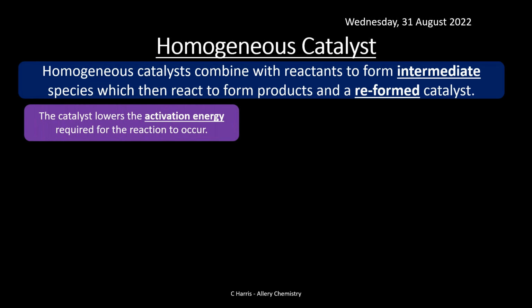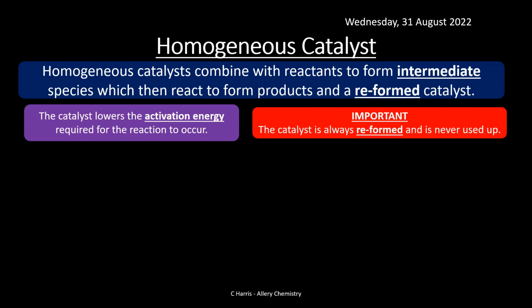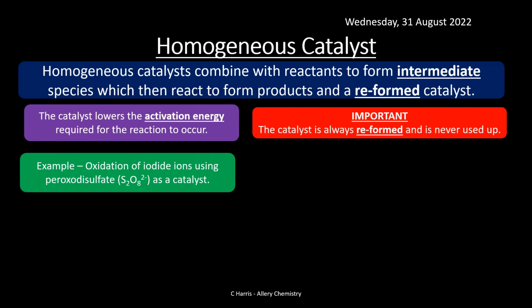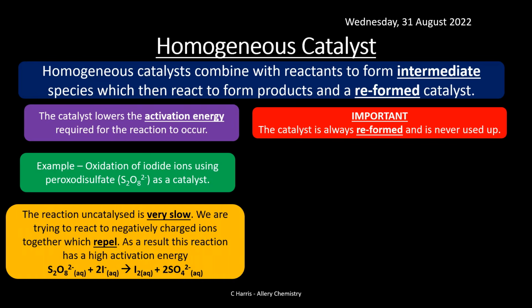So as we mentioned before, homogeneous or heterogeneous catalysts, they do the same job. They lower the activation energy that's required for this reaction to occur. So they're always reformed, as I mentioned before, and we need to look at a specific example. Here we're going to look at the oxidation of iodide ions using peroxodisulfate, S2O8 2-, as the reactant. Now you do need to know this specific reaction.